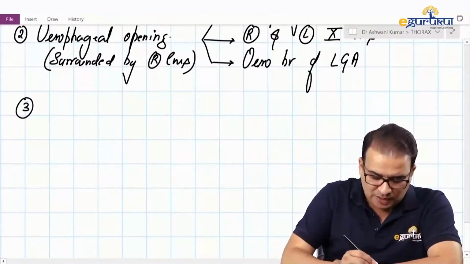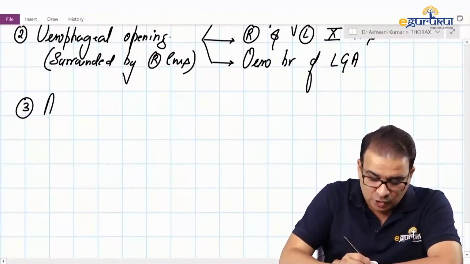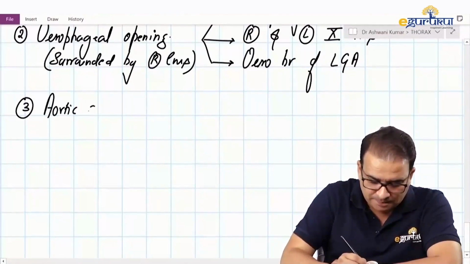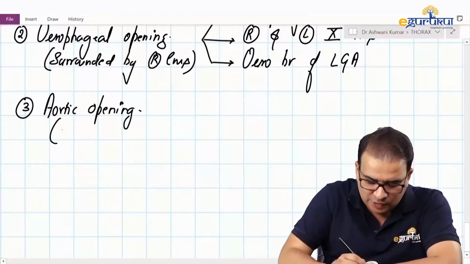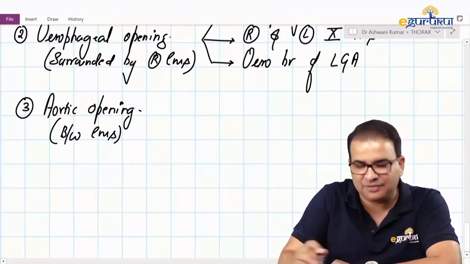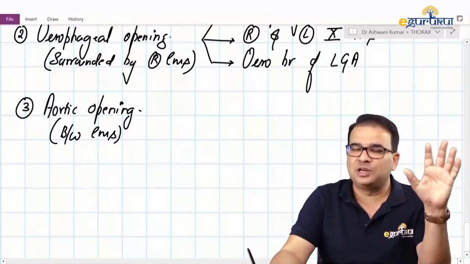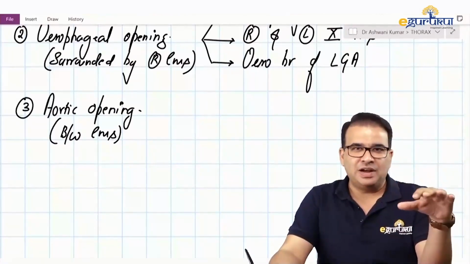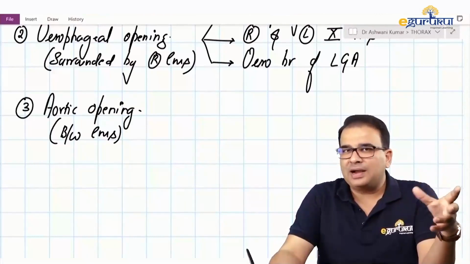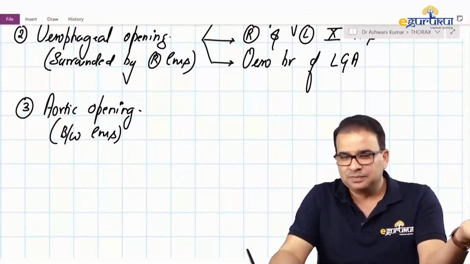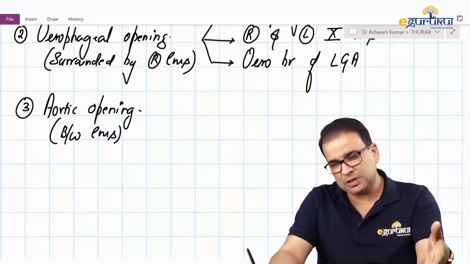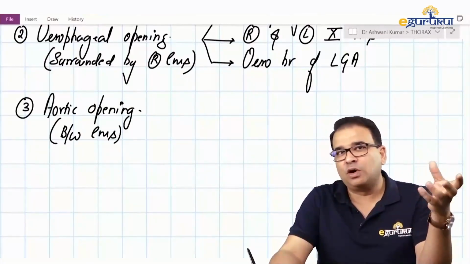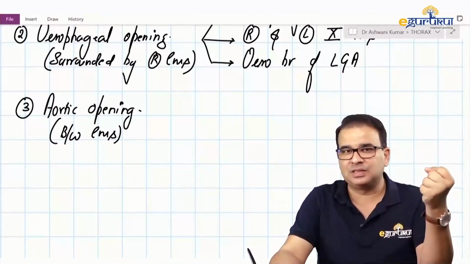Third major opening of the diaphragm is the aortic opening. And where is the aortic opening? Aortic opening is present between the crus of the diaphragm. Again, a very strategical location. Vena cava was going from the central tendon because central tendon will not contract and vena cava should not collapse. Esophagus was going from the muscular part because we want to have a pinch cock action on the esophagus.